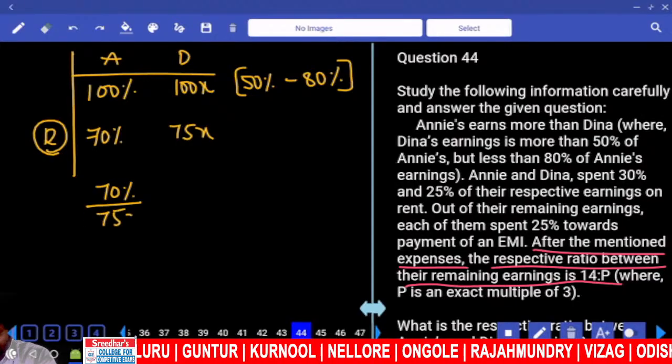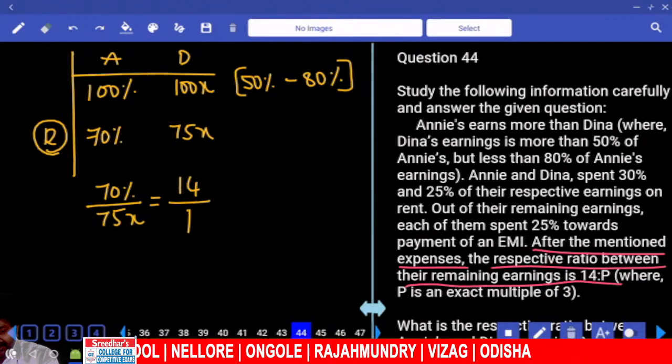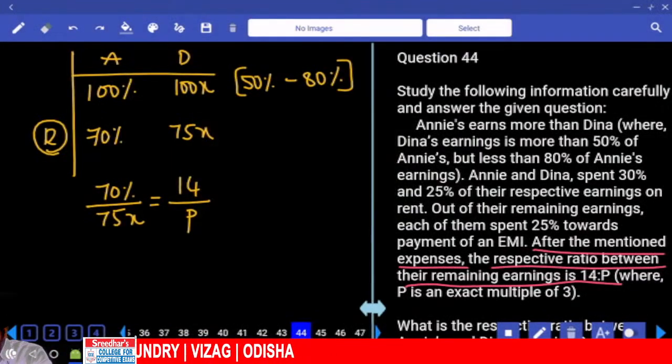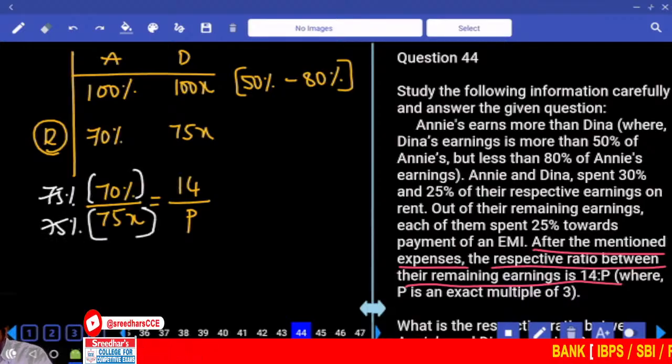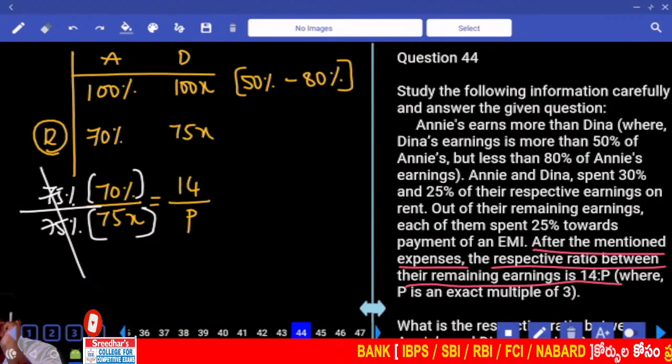70% and then 75x is in the ratio 14 divided by P, where P is a multiple of 3. We don't know how much is that. Actually, you are supposed to write 75% of this number, 75% of this number. Because this is a ratio, this gets cancelled. Why write and why cancel and waste our time?